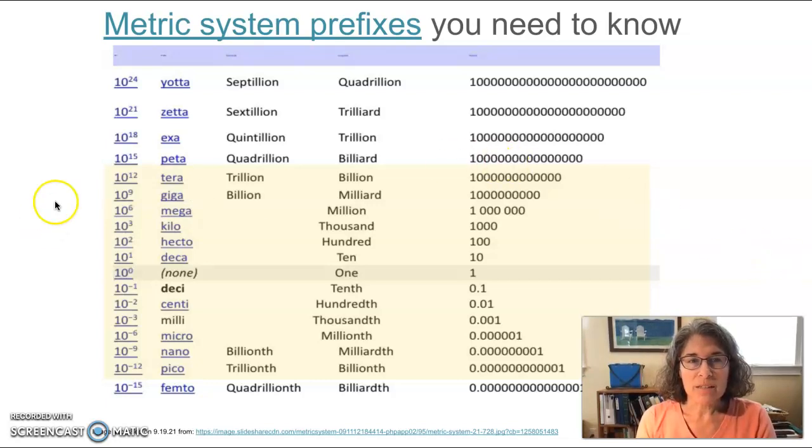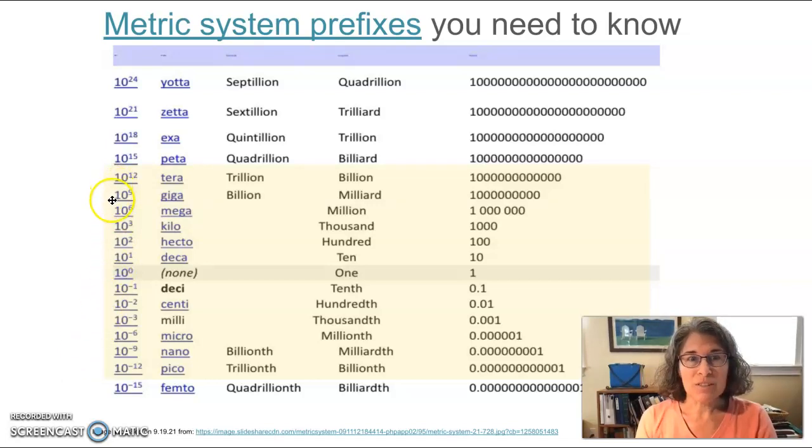So the ones that are highlighted on this screen, from 10 to the 12th down to the 10 to the negative 12th, are the typical metric system prefixes that you're going to need to know and apply. So they're going to be an assumed thing on the AP exam, and they're going to make your life a lot easier if you memorize them. So if you don't already know these prefixes, I encourage you to spend a little bit of time memorizing them.